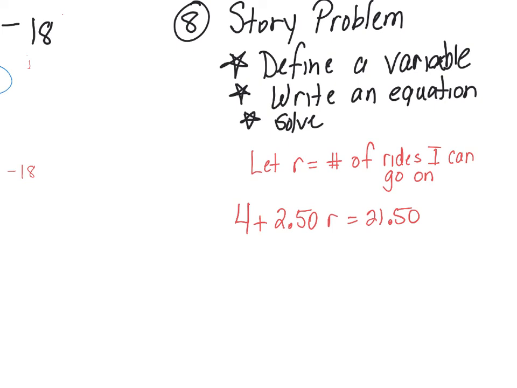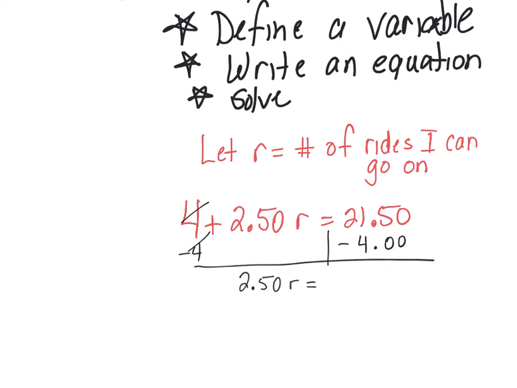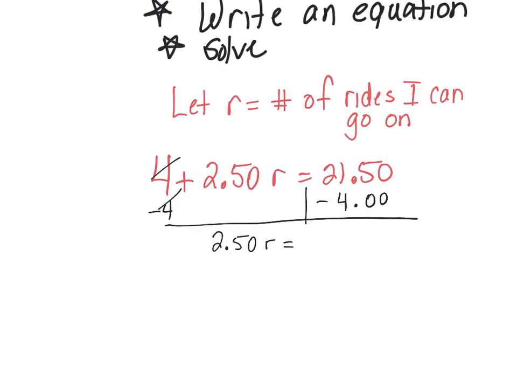What's the first thing that I need to do to start solving? They are adding 4, so we're going to subtract 4 on both sides. Where's the decimal point in number 4? At the very end. So we got to subtract. Those cancel. We get $2.50 R equals, what's 21.50 minus 4? 17.50. What do we do now to get R by itself? Chase?